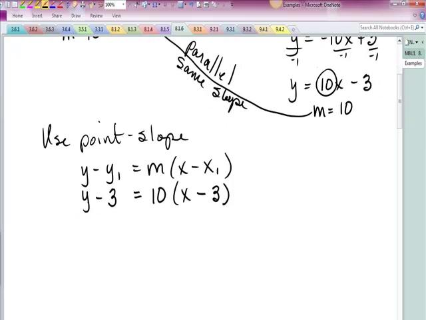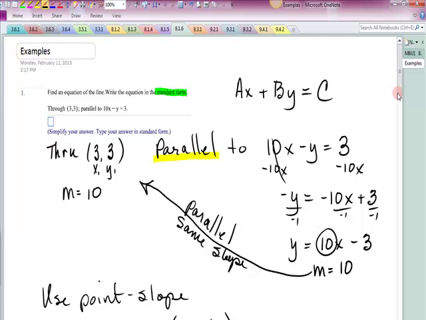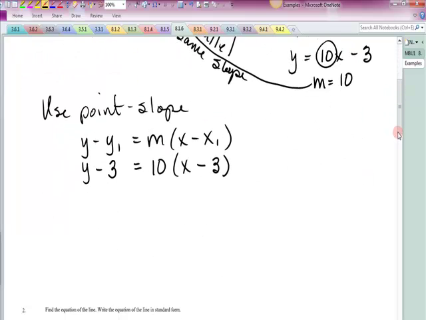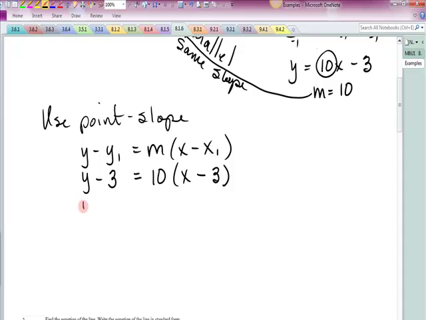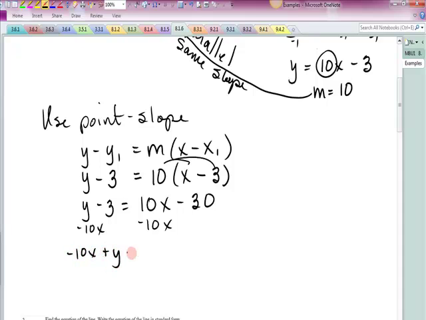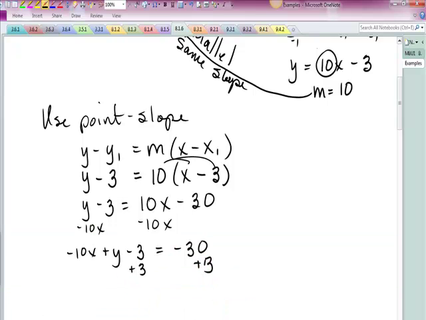So now it says don't get it solved for y equals, instead standard form. So I do a little bit of things different. I have y minus 3 is equal to, still using the distributive property, 10x minus 30. I need the x and the y on the left, so I'll subtract 10x. So I have negative 10x plus y minus 3 is equal to negative 30. I need to add 3 to both sides. Give myself just a little bit more room.